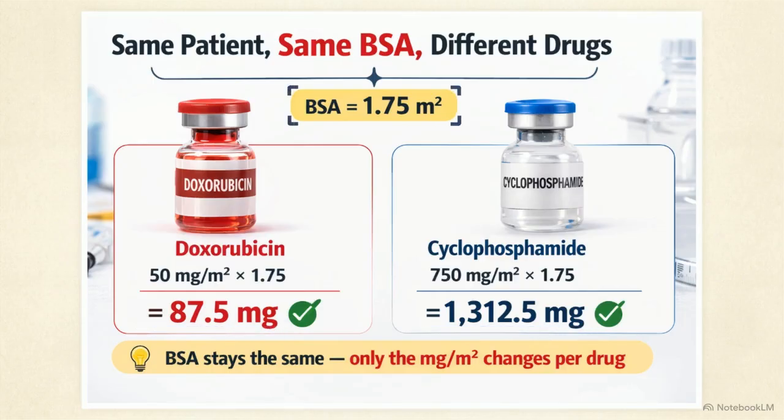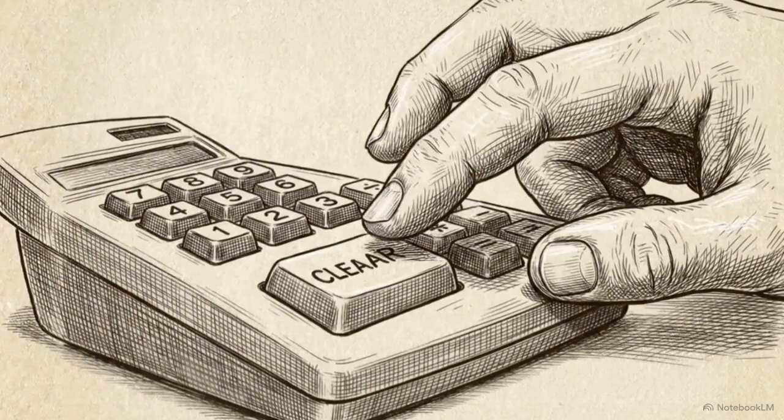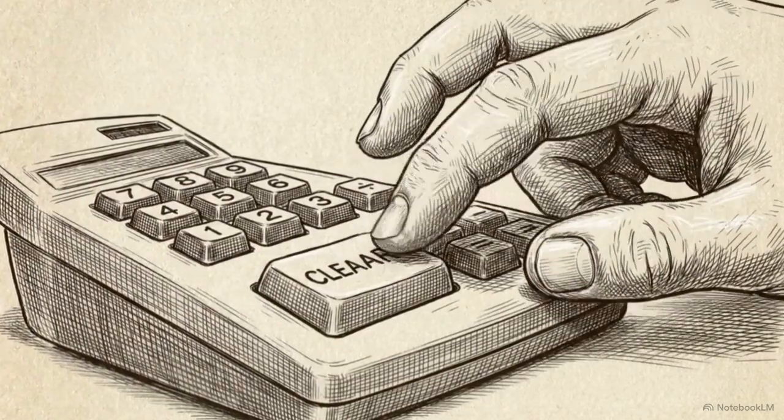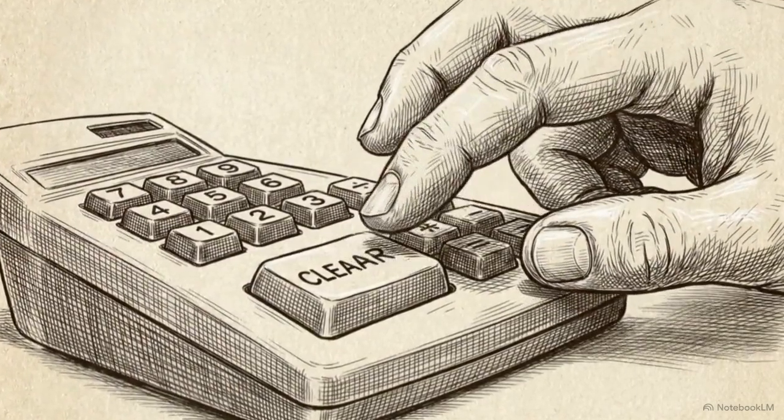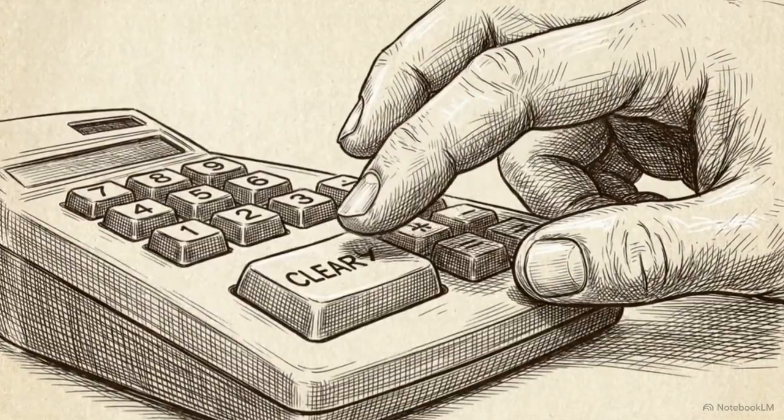Even with a consistent BSA of 1.75, the doxorubicin and cyclophosphamide outcomes are completely distinct due to their unique multipliers. Because these multipliers vary so drastically, assuming a baseline dose expectation is incredibly dangerous. Every prescription demands a fresh 2-step calculation.